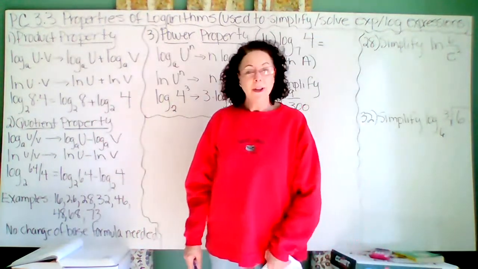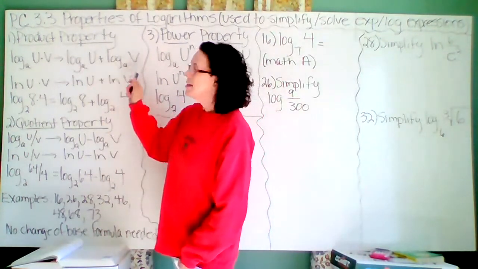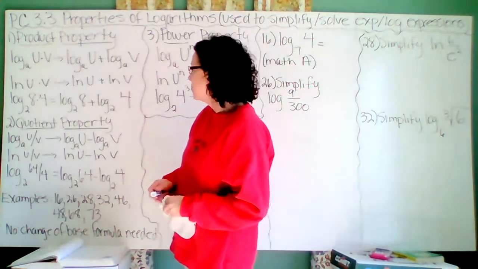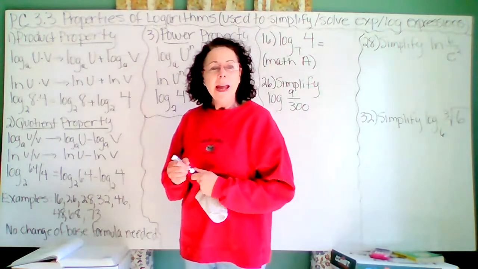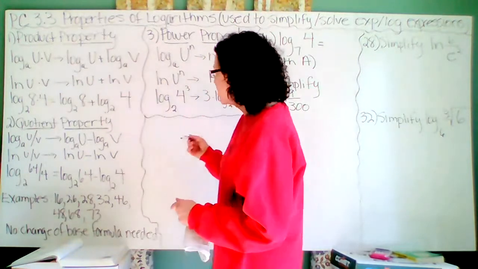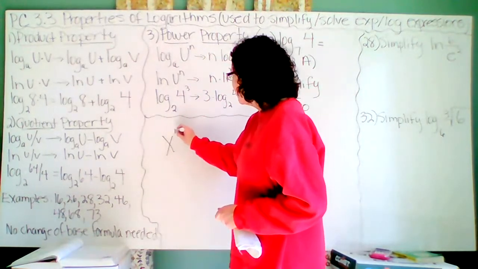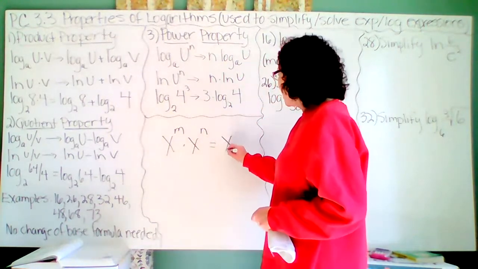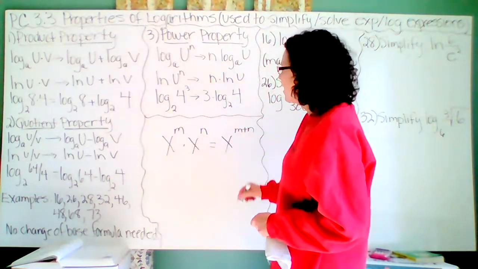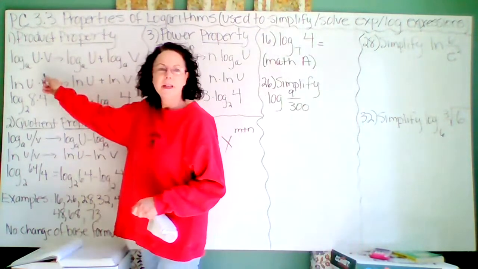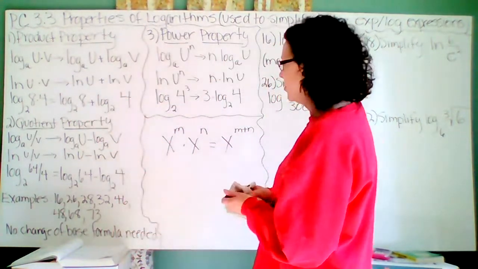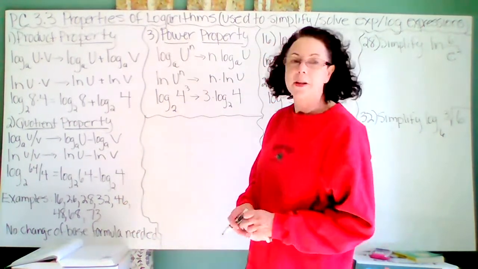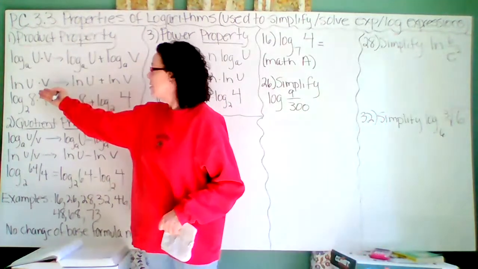Why would we want to do that? Because u and v separately might make an easier expression to solve, or we might be able to simplify. Where does this come from? It comes from the idea that logs are exponents, and if you have two bases being multiplied, then you add the exponents. And that's exactly what we're doing here. When you see a multiplication, we're adding the exponents. Of course, because it's a property of logarithms, this works for the natural log also.